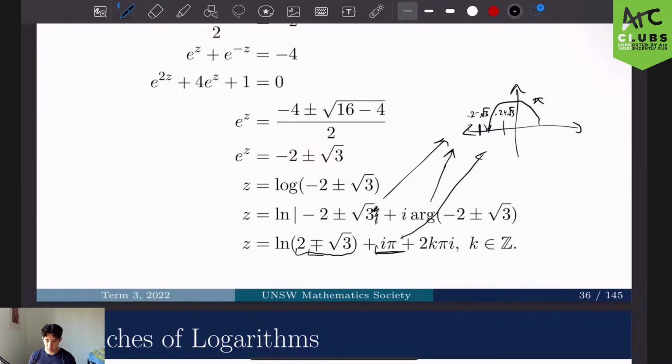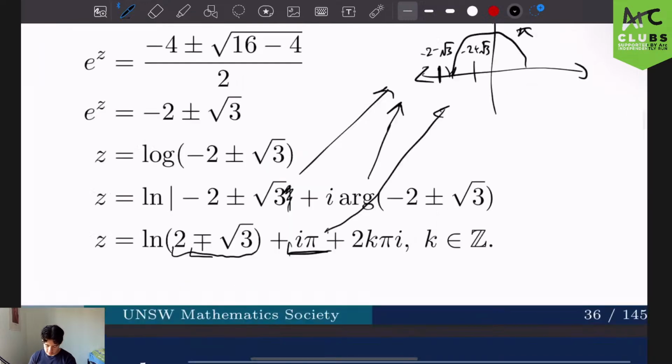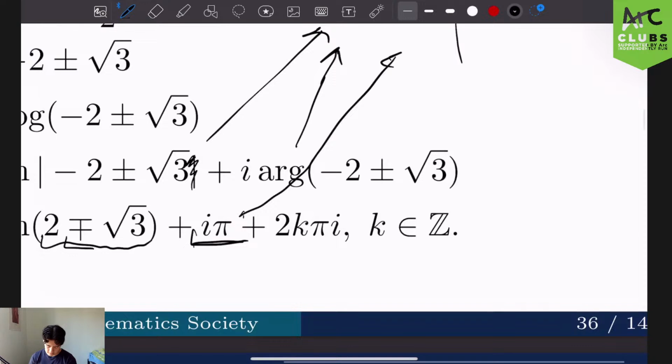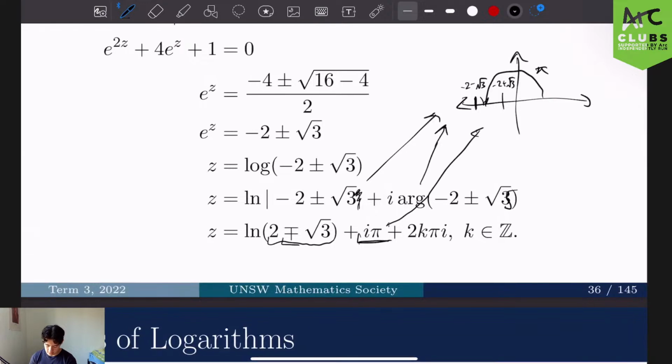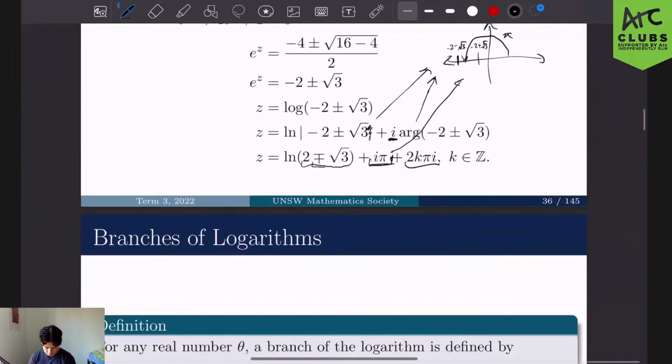So there might be a case where you might actually have to split, say this was plus or minus square root 5 here instead. So you would have to then split it into two separate cases, but in this case we just have 3 and they're both negative, so they both have the same arg value. And of course, as it's the multi-valued arg, then we can just use plus 2k pi I over here from this I. Sweet.